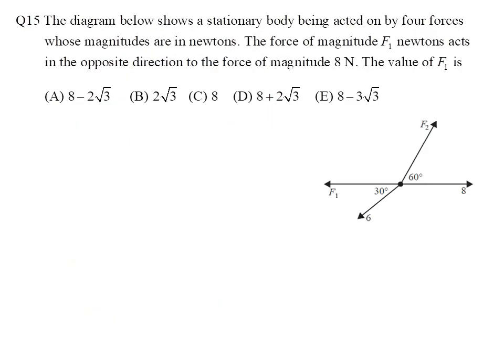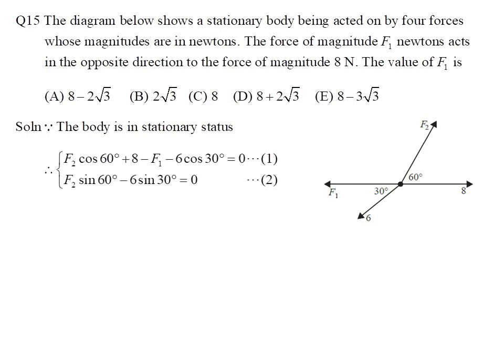The diagram in question 15 shows a stationary body being acted on by 4 forces whose magnitudes are in newtons. The force of magnitude F sub 1 newtons acts in the opposite direction to the force of magnitude 8 newtons. The question is to find the value of F sub 1. Since the body is stationary, the net force in both horizontal and vertical directions must be 0. Hence, we have 2 simultaneous equations established accordingly.